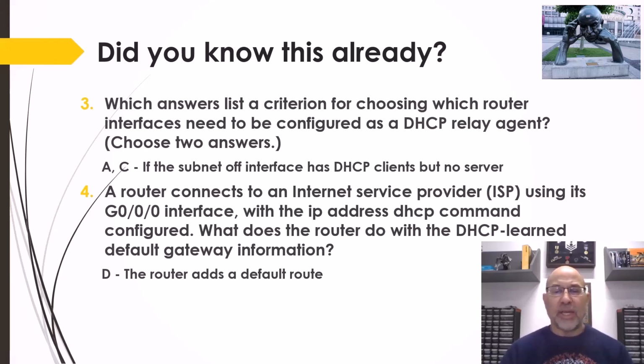With the IP address DHCP command configured, what does the router do with the DHCP learned default gateway? Well, we just saw that it adds a default route.